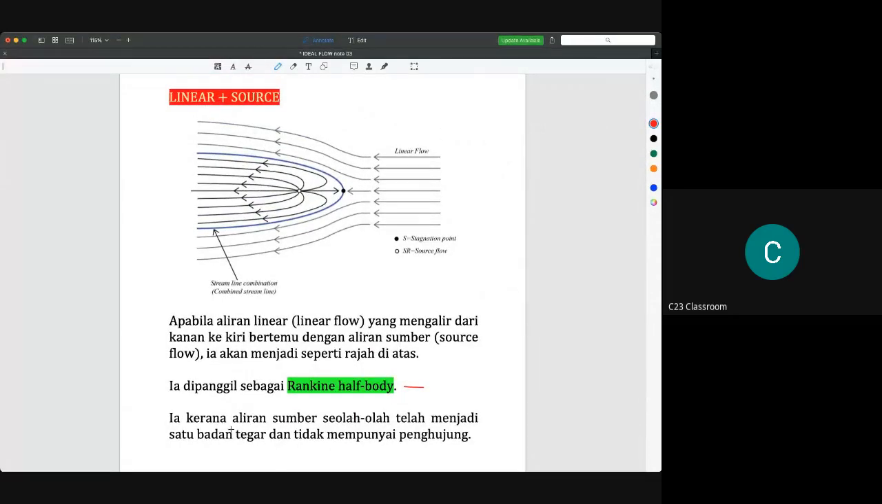Okay, and then because the source here reflects as a solid body, satu badan tegak, as a solid body, and it doesn't have an end to the shape. So maksudnya dia tidak ada penghujung. So oleh itu Rankine menafsirkan dia sebagai Rankine half body.